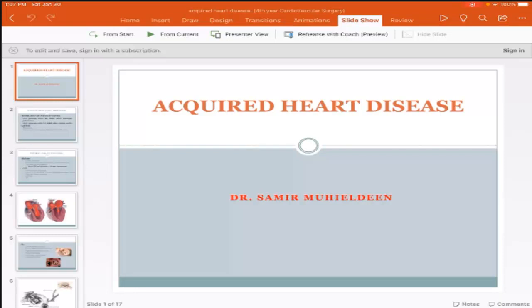Now we have the surgical approach to acquired heart disease. Acquired heart disease involves valvular heart disease, ischemic heart disease, cardiac trauma, and cardiac tumor. We will discuss in detail each one of these, the indication for surgery and the type of surgery for each of these pathologies affecting the heart.